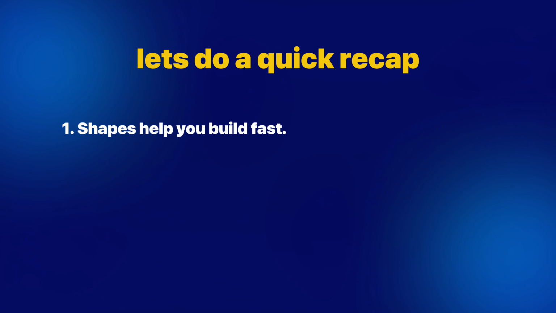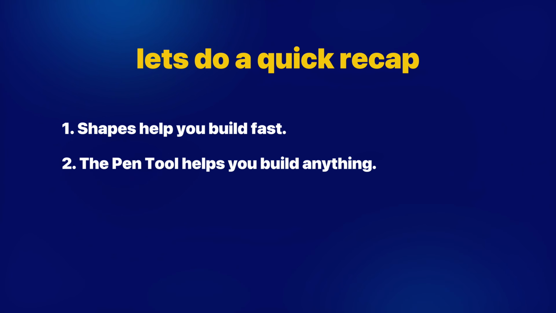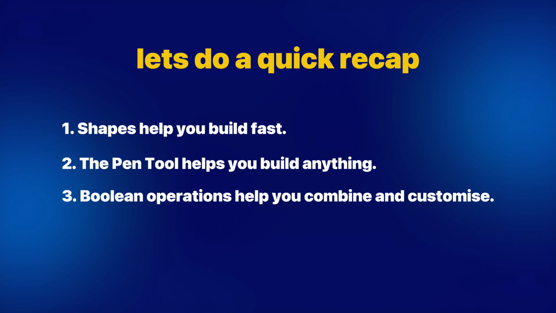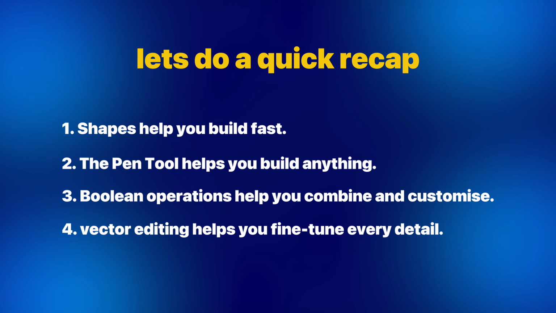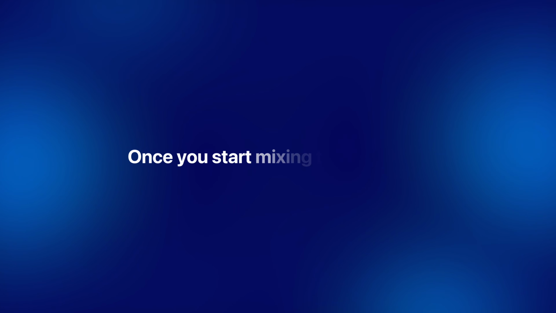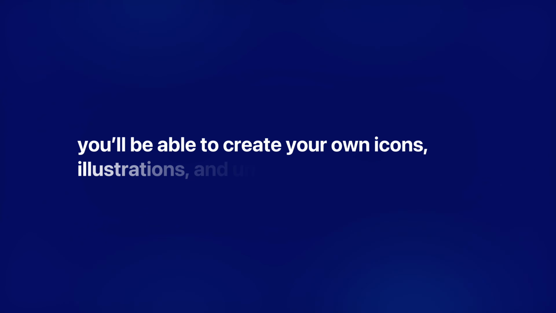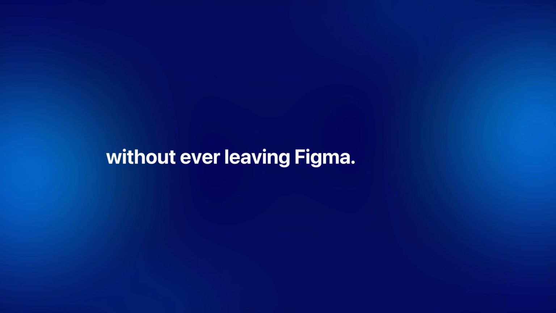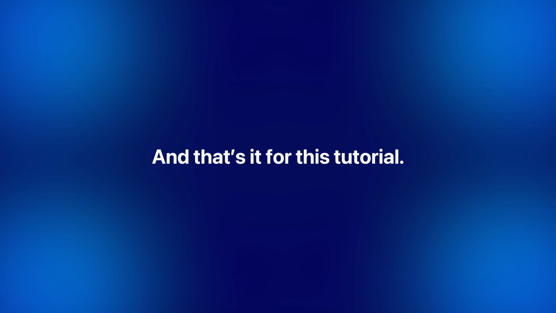Let's do a quick recap. Shapes help you build fast. The pen tool helps you build anything. Boolean operations help you combine and customize, and vector editing helps you fine-tune every detail. Once you start mixing these together, you will be able to create your own icons, illustrations, and unique design elements without ever leaving Figma.